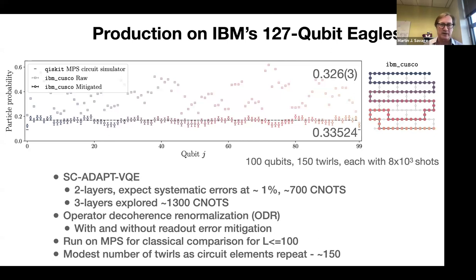So these are results from the quantum computer. This is using the 127-qubit Eagle processor. We ran on 100 qubits. This is the chiral condensate. The squares correspond to the results from the quantum computer, and the points correspond to the results after the error mitigation that I just described. We worked on IBM Cusco, so this was an Eagle processor. We ran with 100 qubits, 150 twirls, and each twirl had 8,000 shots. And there's more details that one could give that you can ask me about. But nonetheless, the result here is that on a system with 100 qubits, one's actually able to prepare the vacuum of the Schwinger model consistent with classical expectations at basically the percent level with the approximations that we use.